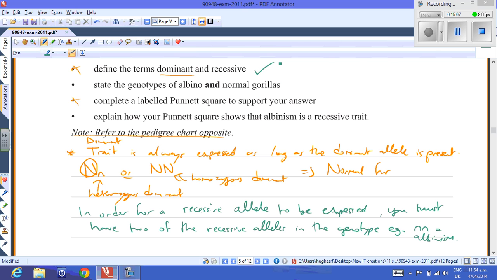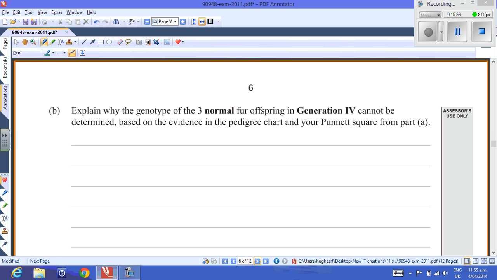Next thing is state the genotypes of albino and normal gorillas. Well, we've done that already. We said albino is going to be small n, small n, and normal gorillas are going to be either large N, small n, or large N, large N. So that's pretty easy. The next thing was complete a labeled Punnett square to support your answer. So the answer to this question really is you're trying to use genotypes to explain why albinism is a recessive trait.